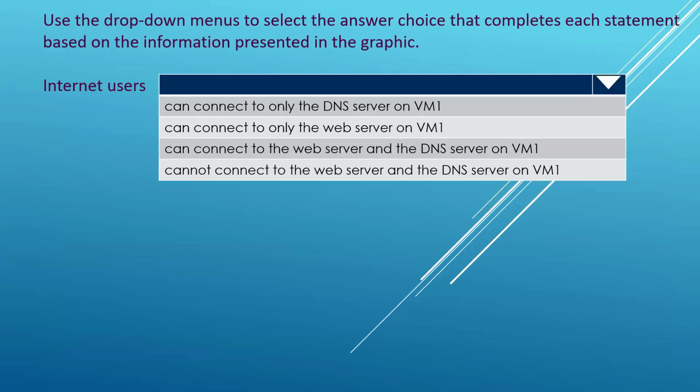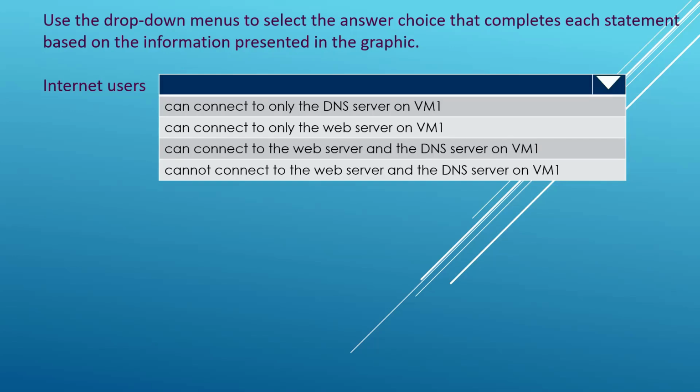Use the drop-down menus to select the answer choice that completes each statement based on the information presented in the graphic. Internet users, and your options are: can connect to only the DNS server on VM1, can connect to only the web server on VM1, can connect to the web server and the DNS server on VM1, cannot connect to the web server and the DNS server on Web1.